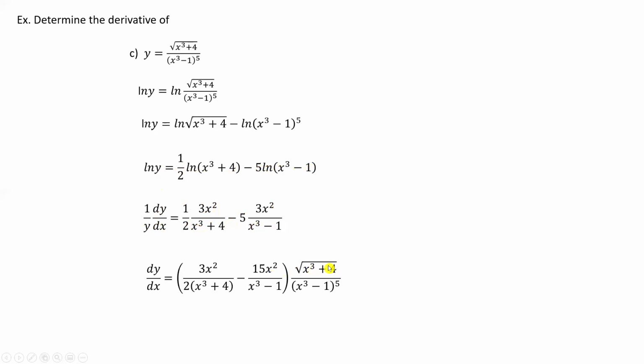When we clean it up, the 5 and the 3 become 15. 1 times 3x squared is 3x squared. The 2 is multiplied by the x cubed plus 4. So why do we multiply these together, but not those? If you multiply those in, it'll just make your numbers bigger.